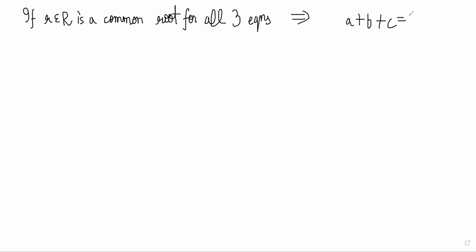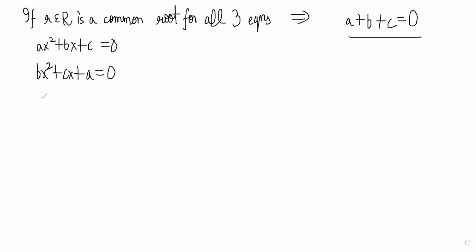if r belonging to R is a common root for all three equations, that implies that a plus b plus c is equal to 0. Okay? Great. And that means, look at the equations. The equations were like this: ax squared plus bx plus c is equal to 0, bx squared plus cx plus a is equal to 0, cx squared plus ax plus b is equal to 0. If a plus b plus c is 0, it implies that r must be 1.